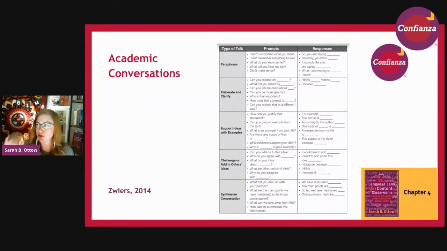And we rely on his work at Confianza quite a bit to really explain the importance of teaching kids the basic functions here, like paraphrasing, and even using hand signals, like elaborating, supporting ideas with examples, synthesizing, making sure that it isn't, again, a mystery or something that we expect students to do without support.